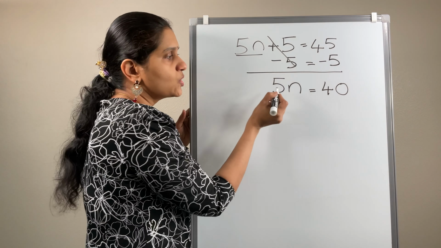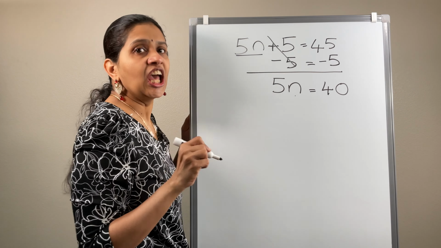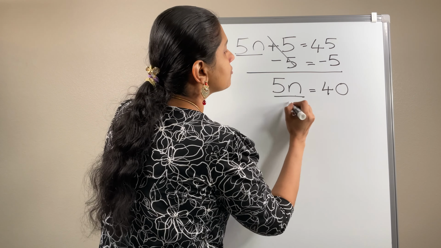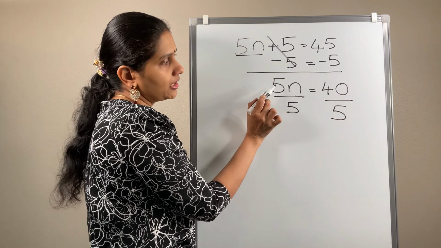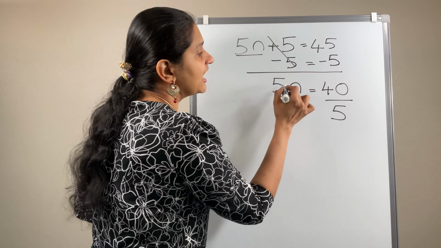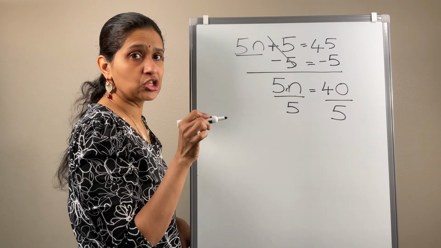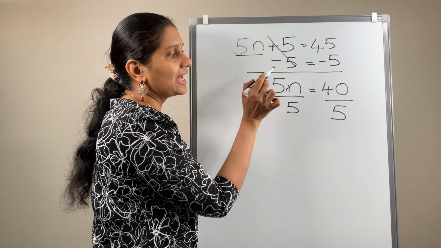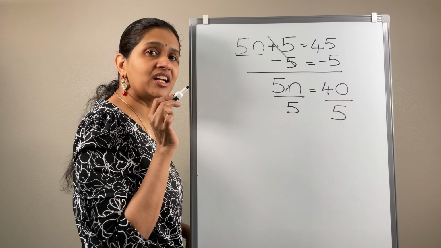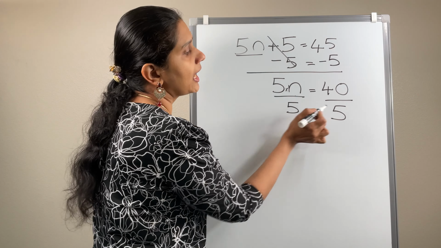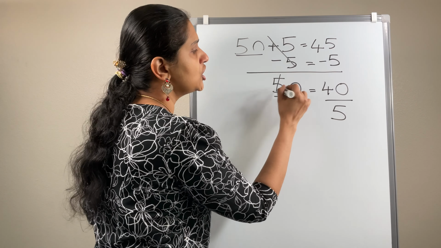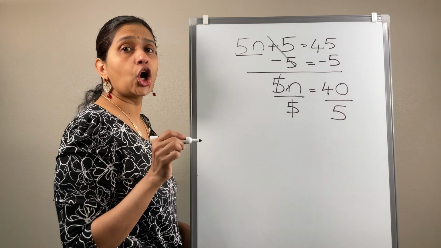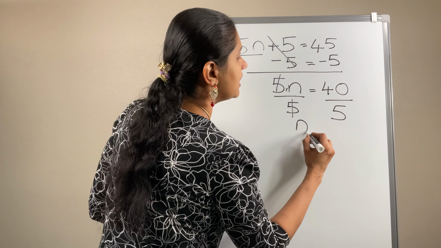Now, to isolate this variable n, we need to divide by 5 on both sides. Why do we need to divide? 5n means 5 times n, multiplication. So, you have to take the inverse of multiplication, that is division. So, that is why I am dividing by 5 on both sides. Because I need to cancel this 5 in order to isolate the variable n.